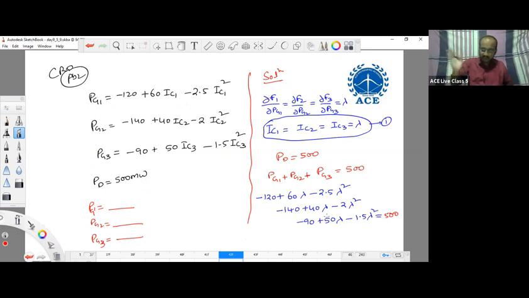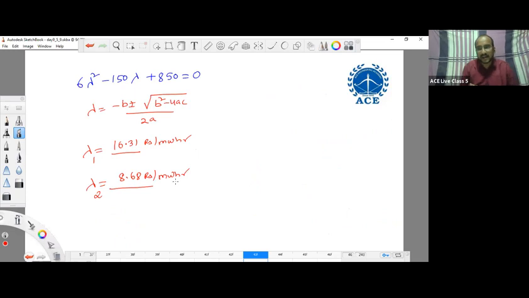So PG1 plus PG2 plus PG3 is equal to 500. If you simplify this, you will get a second order equation. Here, the coordination equation is that the incremental fuel cost of all the units must be the same: df1 by dpg1 equal to df2 by dpg2 equal to df3 by dpg3 equal to lambda. That means IC1, IC2 and IC3 must be equal to lambda. So instead of IC1 you can substitute lambda, IC2 also lambda, IC3 also lambda. So you get the second order, or quadratic, equation.